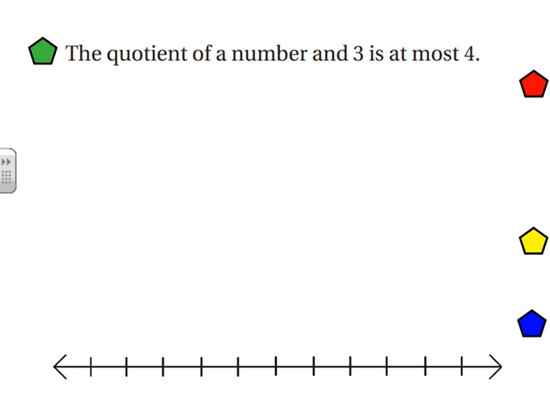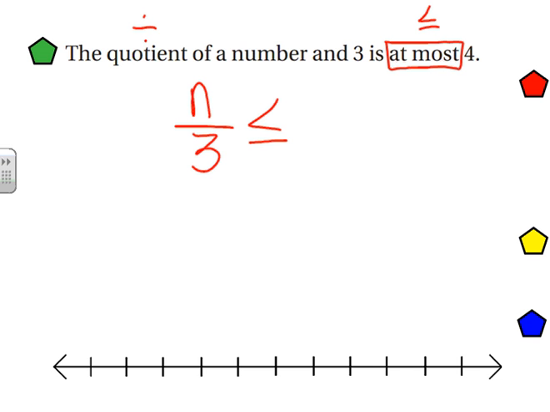All right, next example, the quotient of a number and 3 is at most 4. Quotient is answer to a division problem. So we are dividing a number divided by 3. Okay, the word at most means that it cannot be bigger than 4, but it could be exactly 4. So we would use the less than or equal symbol.